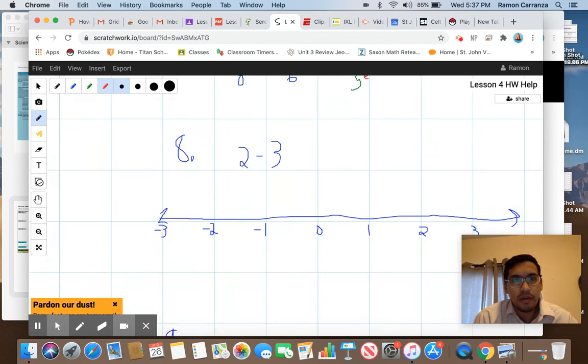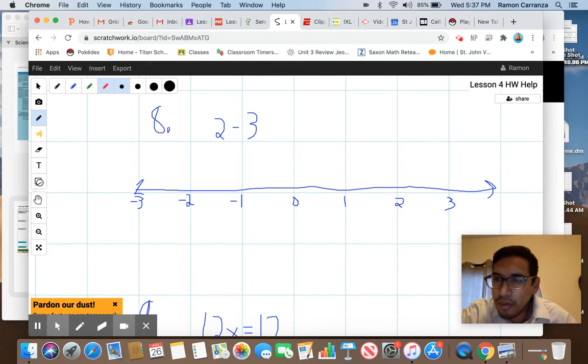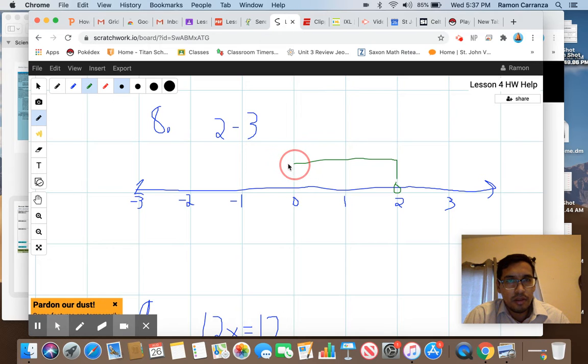For number 8, we're being asked to use a number line to show 2 take away 3. So we start with 2. And then since we're taking away, we know we're going to move to the left. And we're going to move to the left 3 times. So 1, 2, 3. And we arrive at the value of 2 subtracting 3.